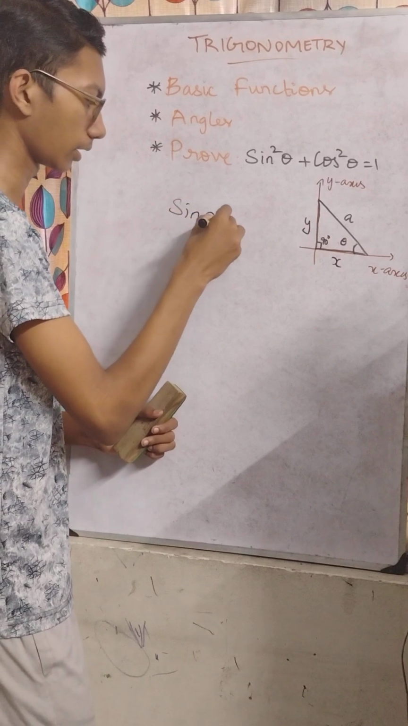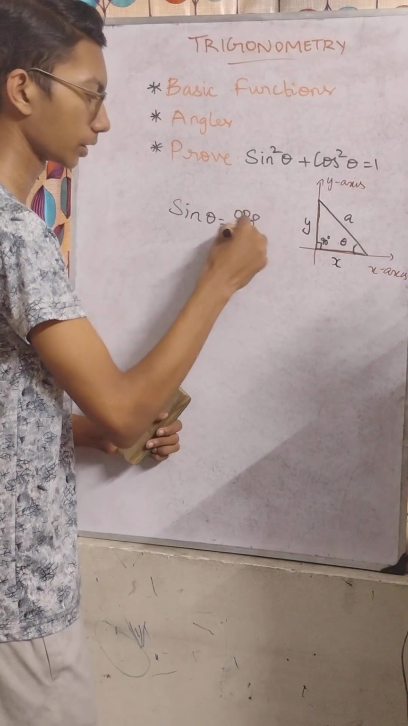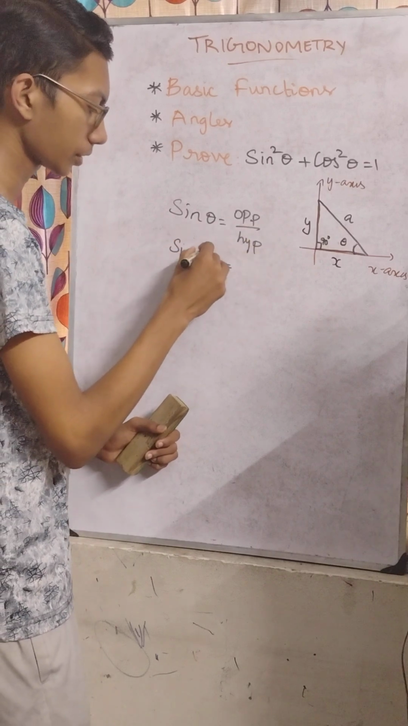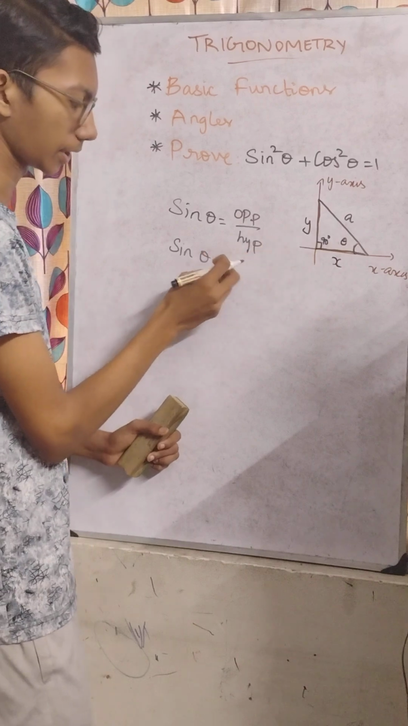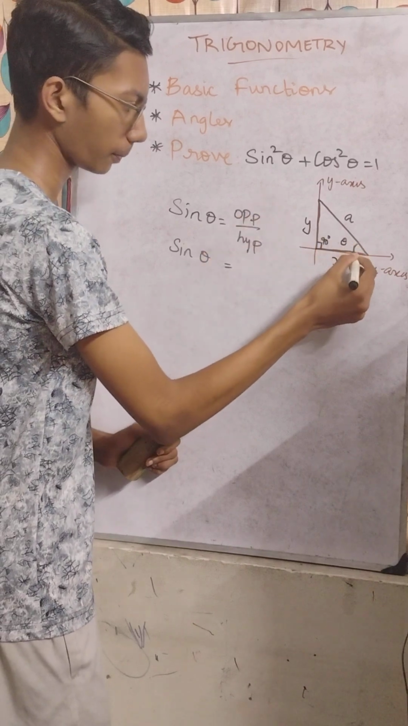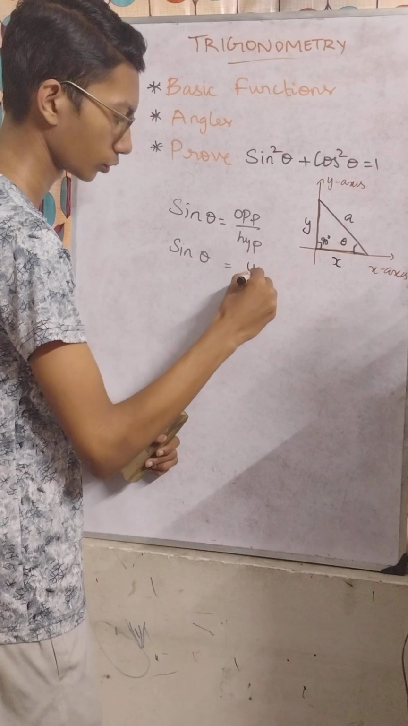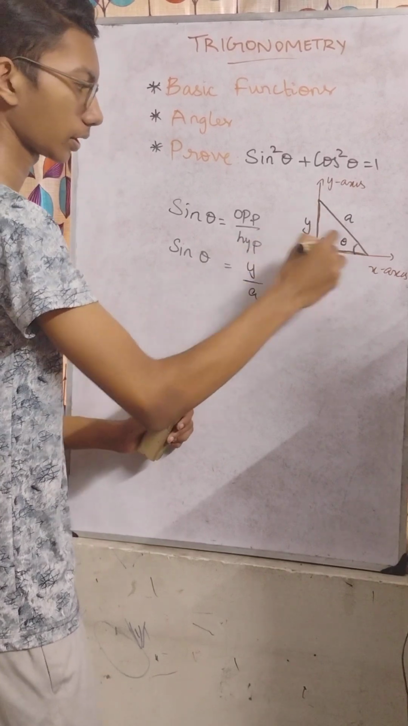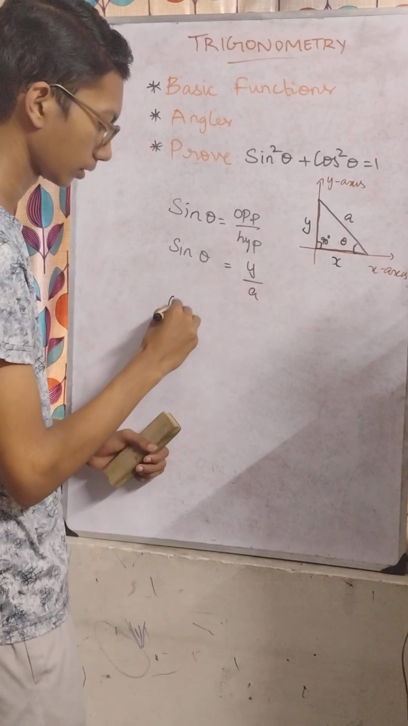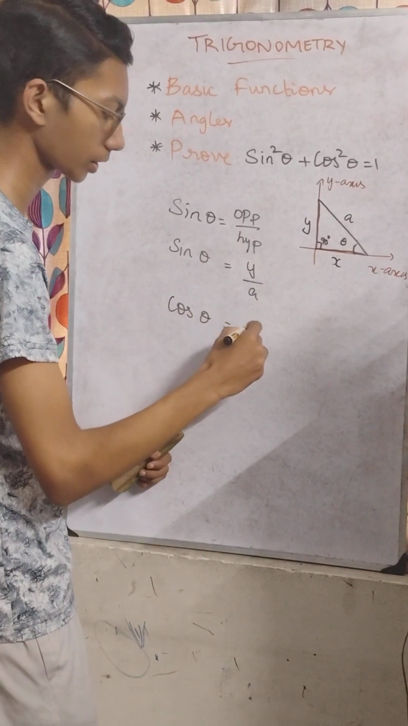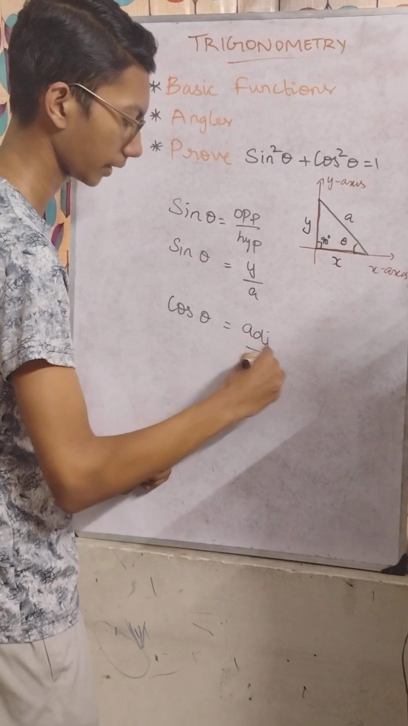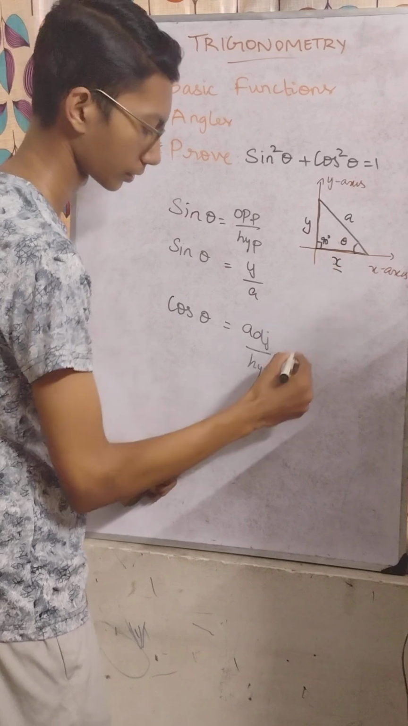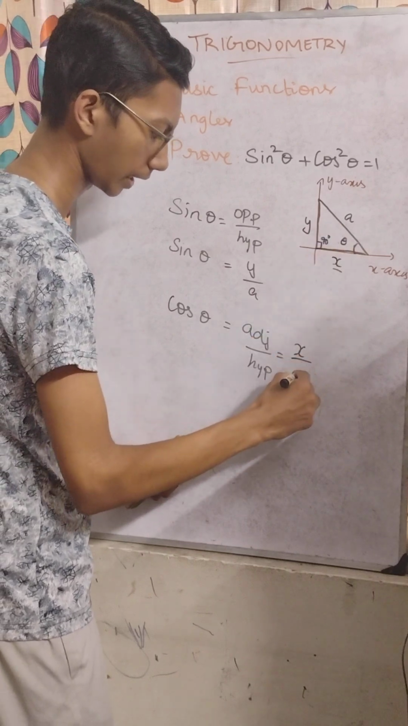Sine theta is equal to opposite by hypotenuse. What this means is, for this diagram, the angle is theta, and the opposite of this angle is y. So y by hypotenuse a. So sine theta for this triangle is y by a. Now let's see cos theta. Cos theta is adjacent side by hypotenuse. What is the adjacent side here? x. And the hypotenuse is a.